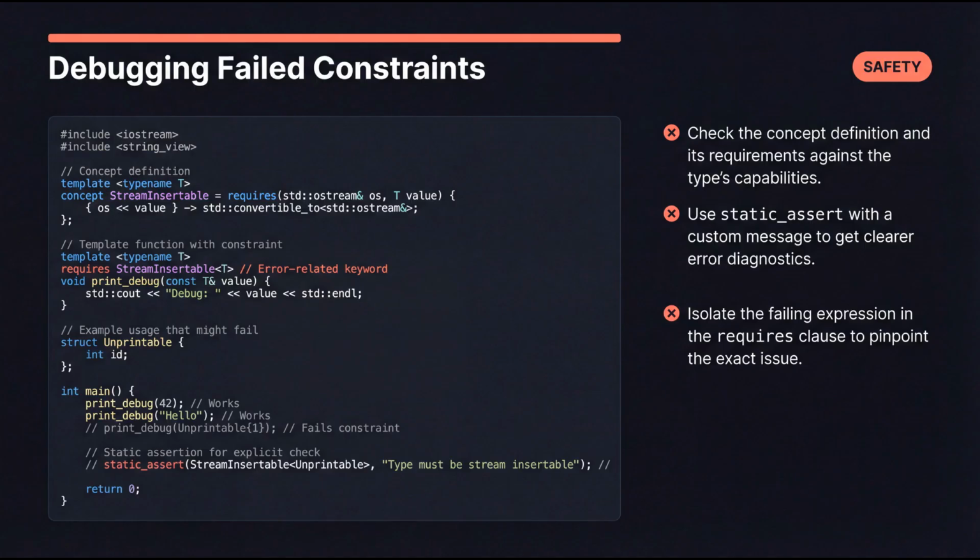When a constrained template fails, the error message points at the concept. But you can make debugging even easier with 3 practices. First, give important constraints names. Stream insertable is easier to diagnose than an inline requires expression. Second, check the first failed requirement. It's usually the root cause. Third, build helper concepts for patterns that appear repeatedly. Named concepts are both documentation and diagnostic tools.